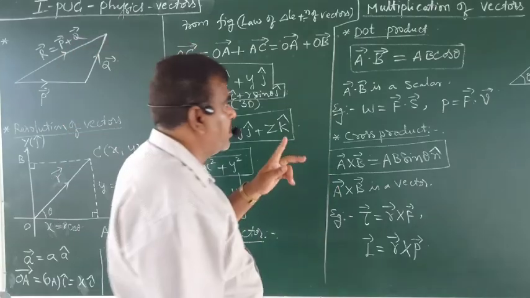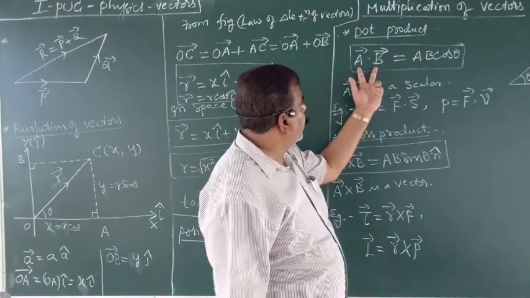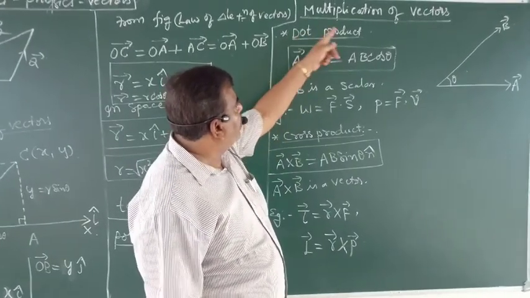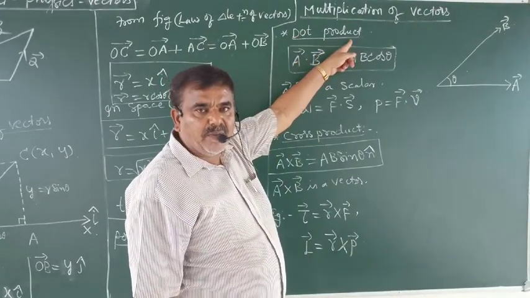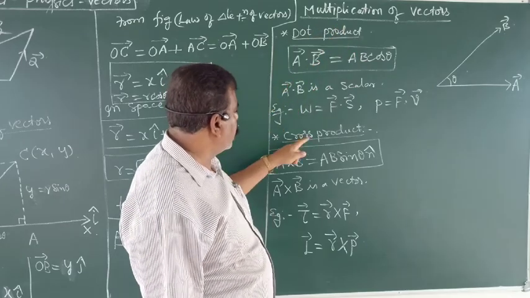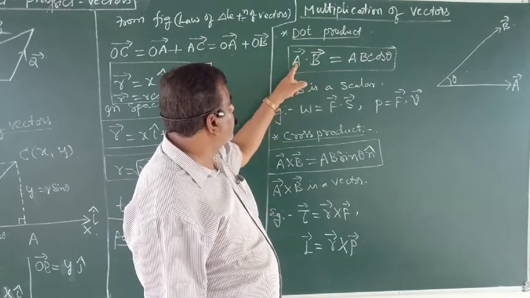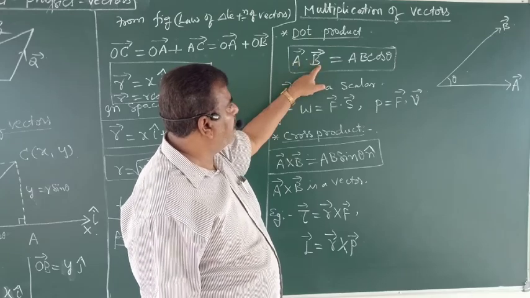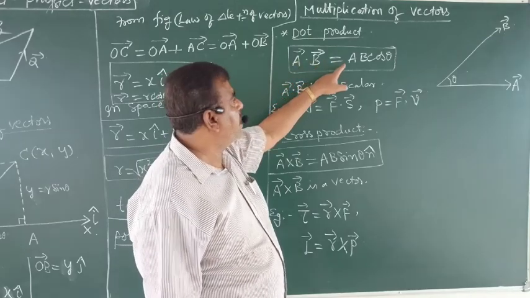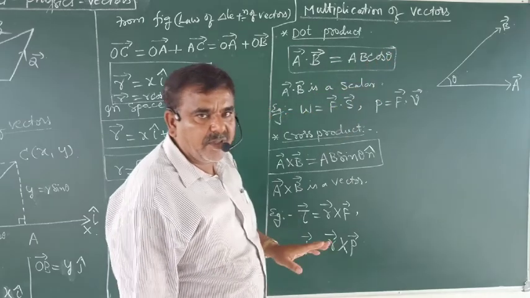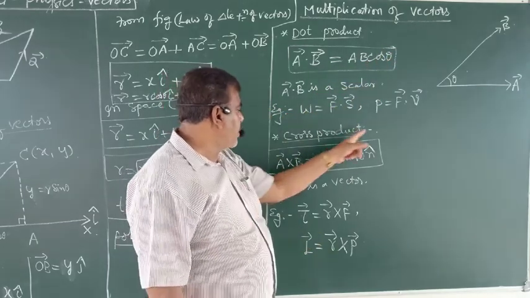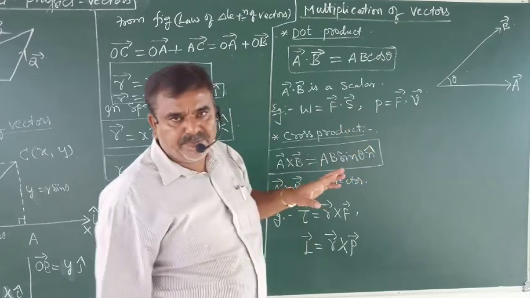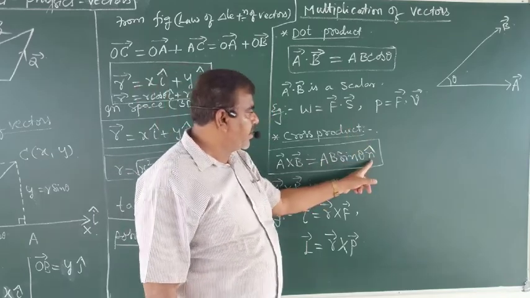Based on the situation, if you want to multiply, yes, A dot B is called the dot product. There are two types of multiplication of vectors, dot product and cross product. A and B are two vectors. The dot product is written as A dot B and is defined as AB cos theta. Similarly, the cross product is defined as AB sin theta into n cap. N cap means it is the unit vector.